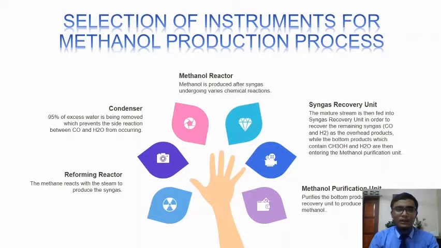Lastly, I will explain the selection of instruments for the methanol production process. First of all is the reforming reactor. Second is the condenser. Third is the methanol reactor. Fourth is the syngas recovery unit. And lastly, the methanol purification unit.